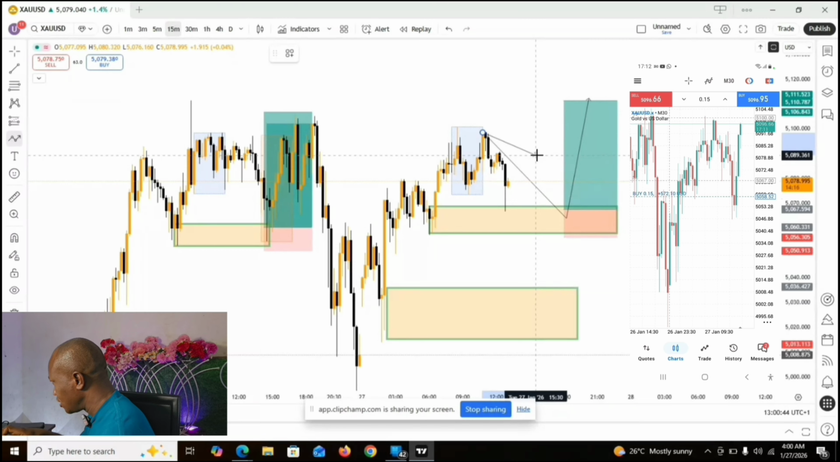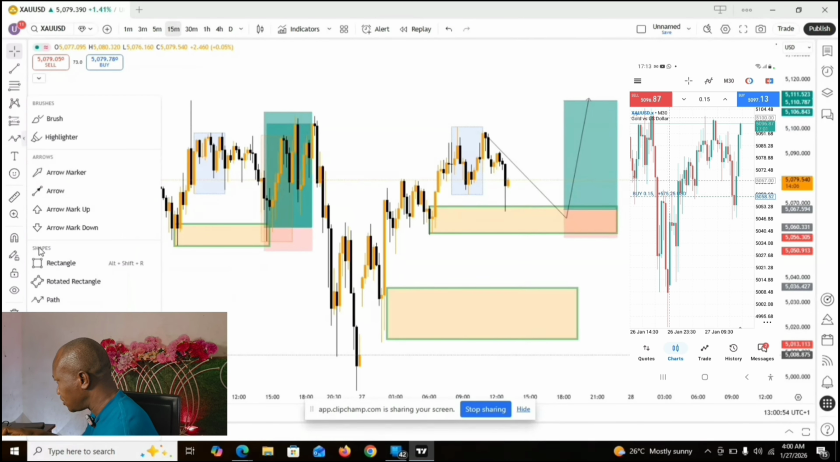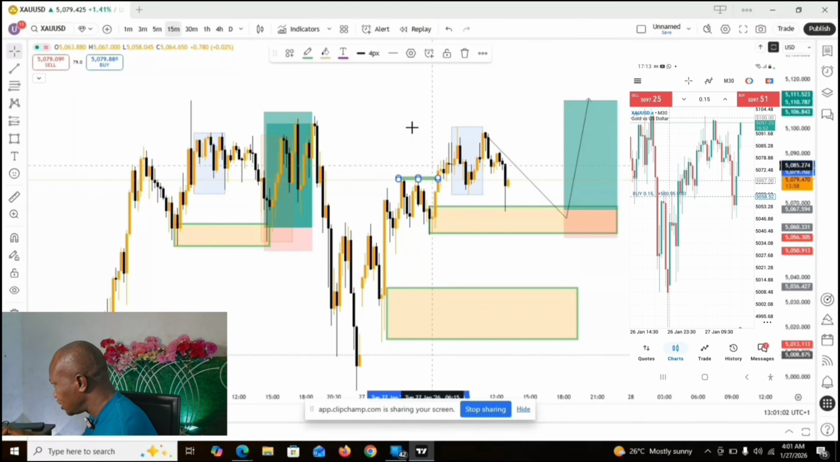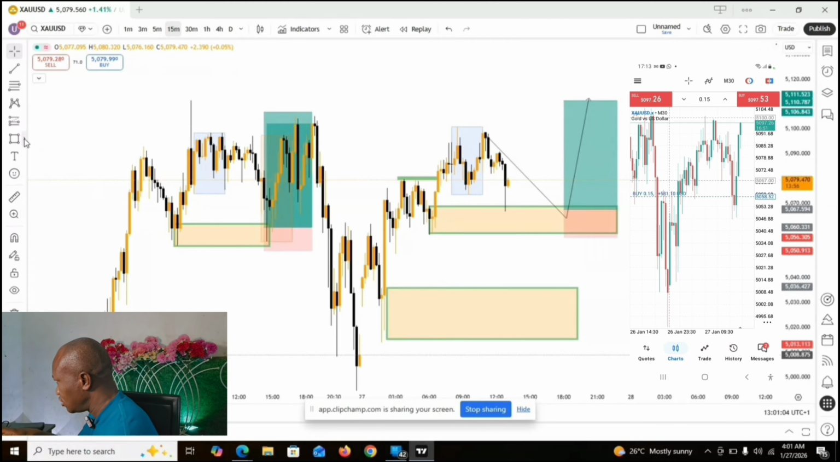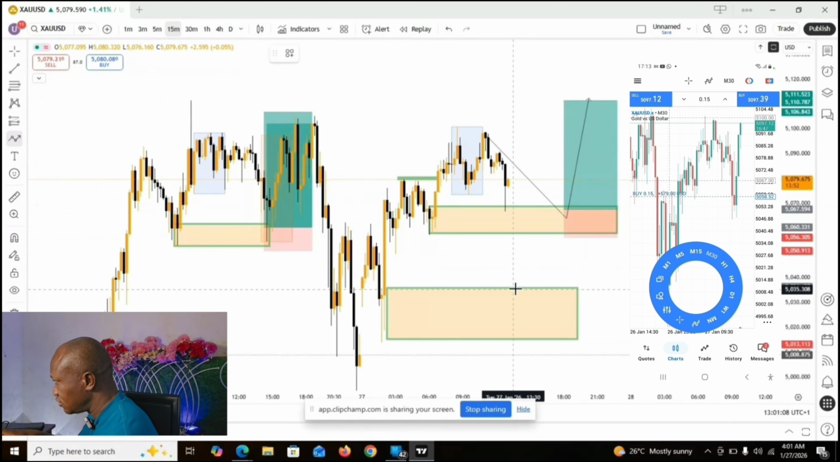So the idea is this. There is a break of structure here. Let me show you guys. What makes me take this trade is this. There is a break of structure here. You can see there is a break of structure here, and when price broke that structure, there was a gap that was created. You can see it here.